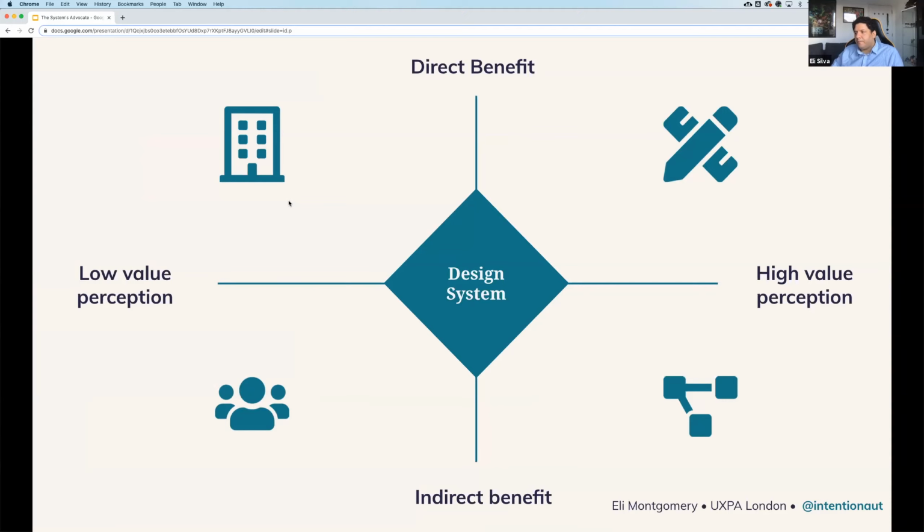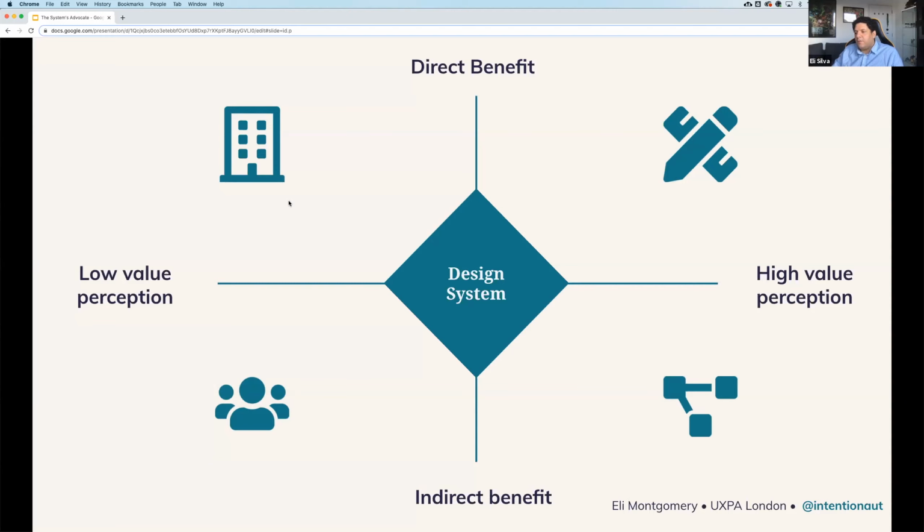And then on the right-hand side, we're looking at people with high value perception, and that would be your customers or your crafters and your leadership, right? So people who watch costs go down as you invest in things, and the people who make things watching their efficiency and productivity go up can perceive a lot of value.